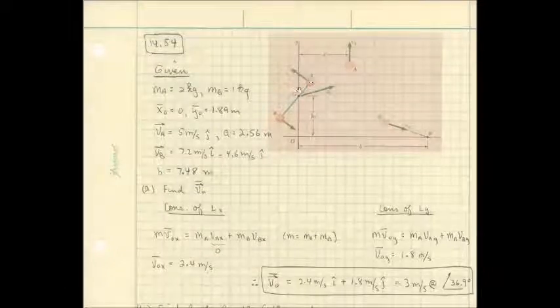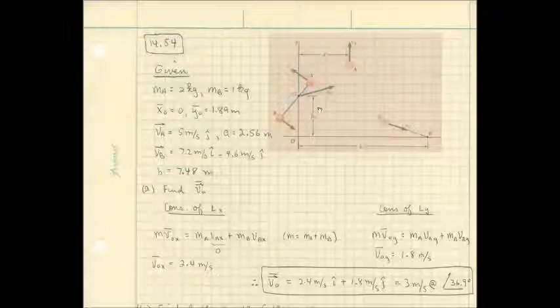14.54 has two balls, A and B. Mass of A is 2 kilograms, mass of B is 1 kilogram. They're attached by a string. The balls are rotating about the center mass, and the center mass has a velocity v naught in this direction. We're given information like x naught bar is 0 and y naught bar is 1.89 meters.